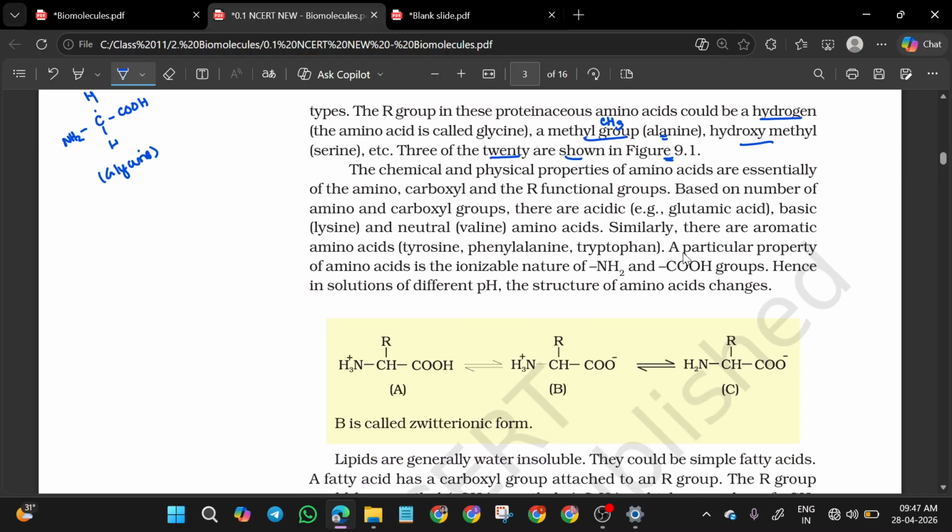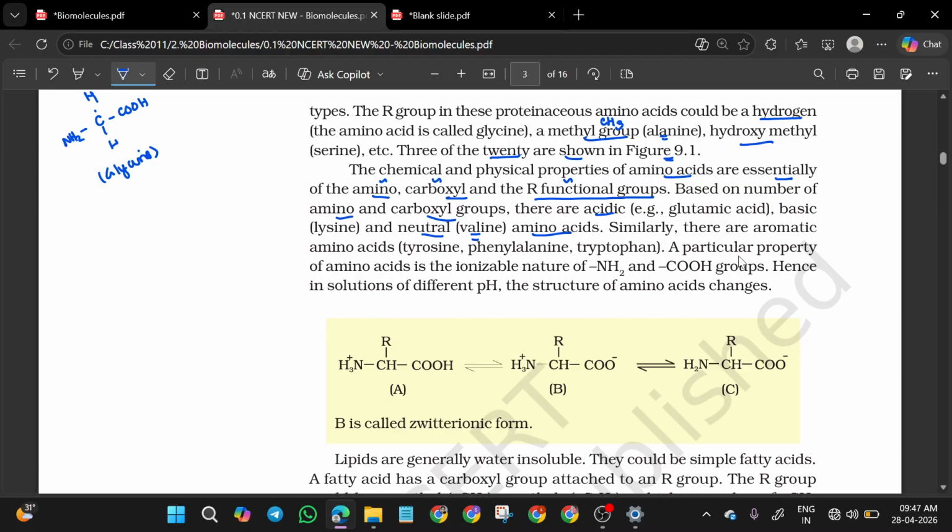So I will show again. The chemical and physical properties of amino acids are essentially of the amino, carboxyl and the R functional groups. So the chemical and physical properties of amino acids are decided by the amino, carboxyl and R functional groups. That is, at which pH and in which charge it will be, these three groups decide. Based on the number of amino and carboxyl groups, there are acidic, basic and neutral. Acidic means negatively charged, meaning carboxyl groups will be more. Basic means positively charged, meaning amino groups will be more. Neutral means both are equal. Just an example is given in the NCERT; we don't need the structure here, you will study it in chemistry.